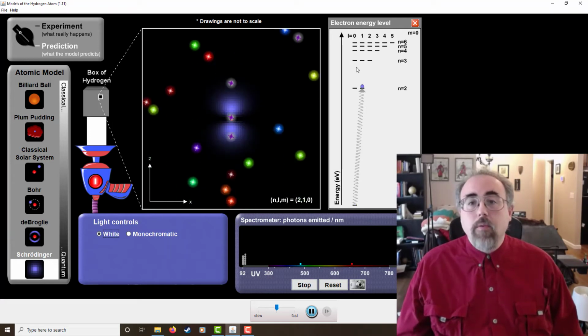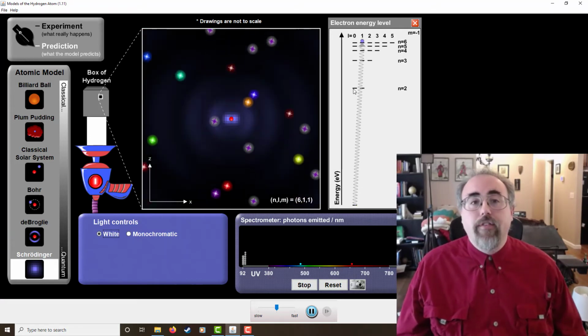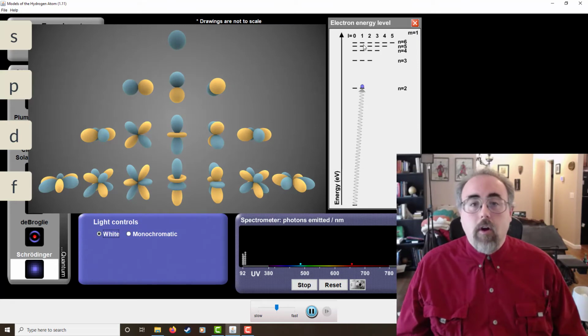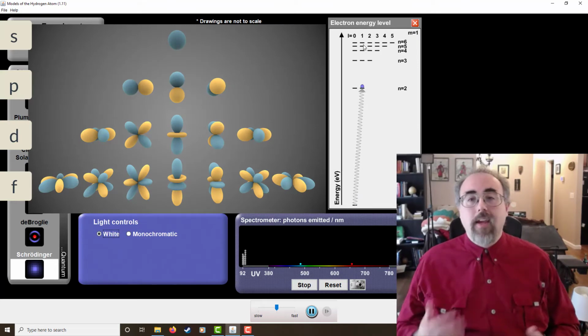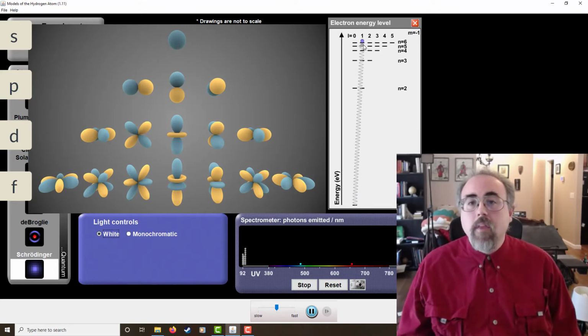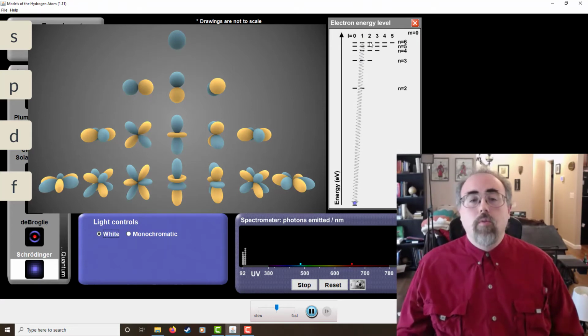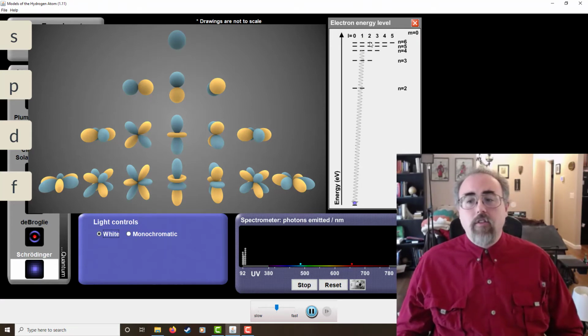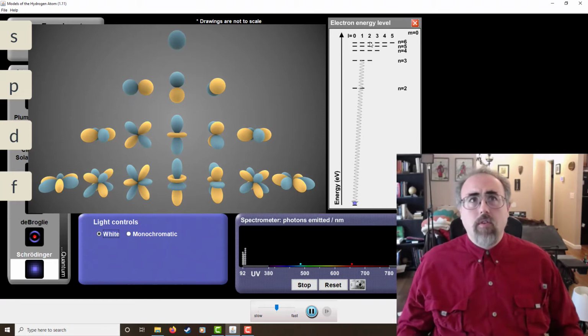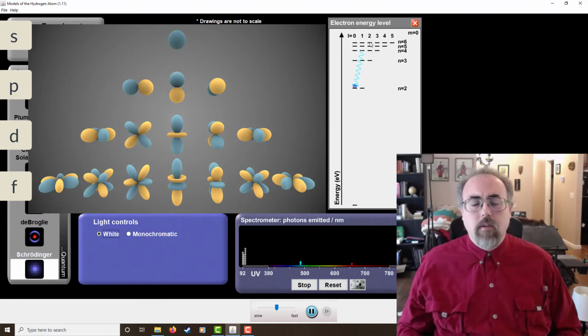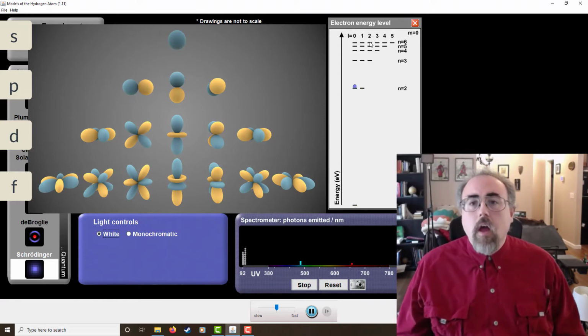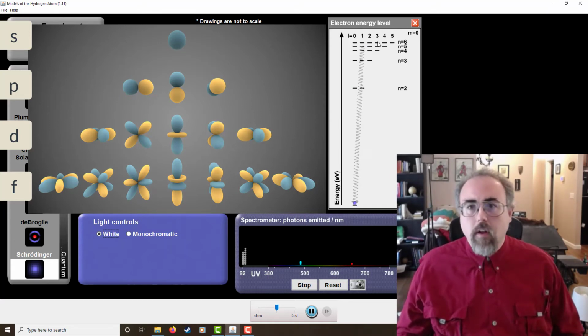So L equals 0, what we call S, is spherical. L equals 1, which is what we call P, is more of a dumbbell shape. You actually can get a couple of different ways of doing P. L equals 2 is what we call a D. That is more of kind of a clover shape, although there's a version where it's a dumbbell with a donut. L equals 3 would be an F, which is kind of a double clover leaf.